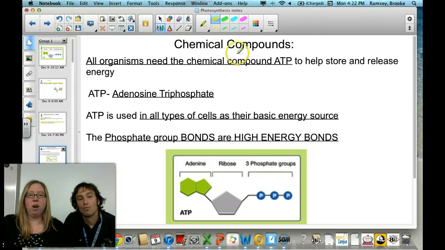Okay, so the chemical compound we are talking about is ATP. ATP stands for adenosine triphosphate, and it is in all types of different cells, and it's the basic energy source, basic chemical compound energy source. So there are three components that make up ATP. One is an adenine, which is a nitrogen base, a ribose, which is a sugar, and three phosphate groups. And actually, in the bonds of these phosphate groups is where the highest energy is being stored.